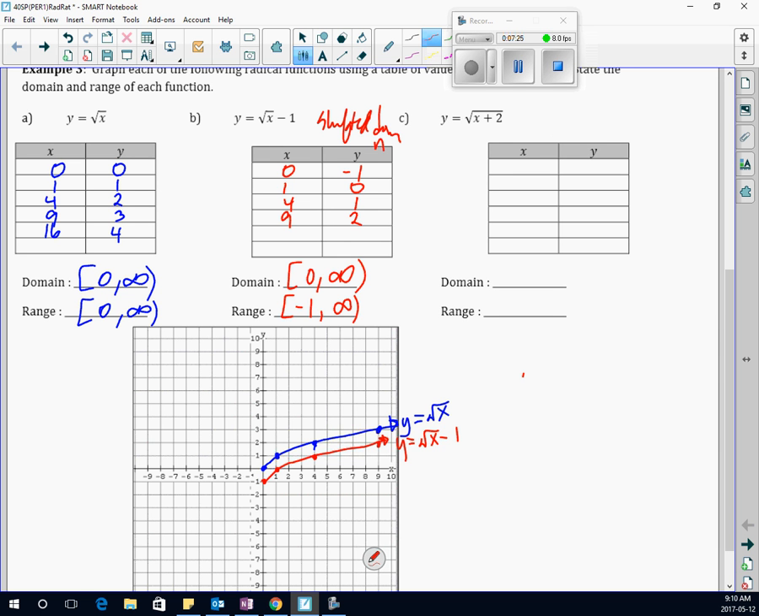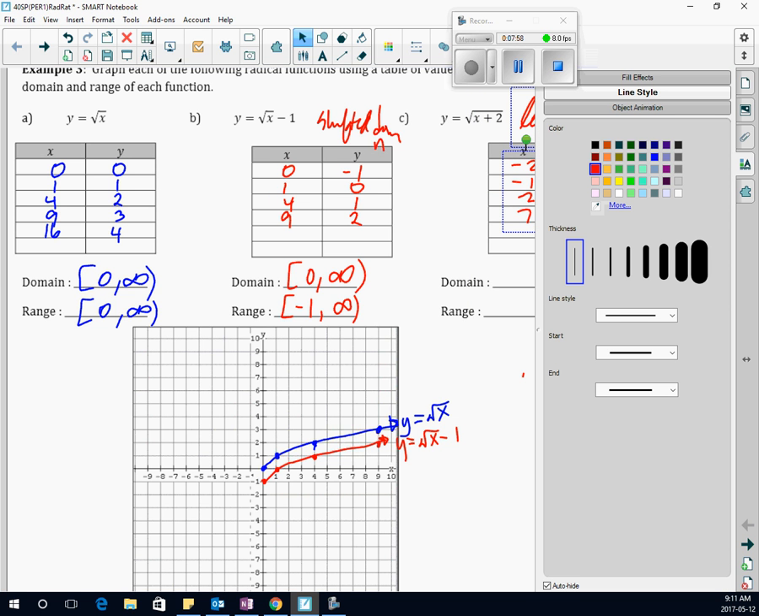Okay, next one. I heard it's going to be shifted left 2. That's absolutely correct. So let's just pick some that are left 2. So that would be -2, -1, 2, 7. So -2 goes in there. -2 plus 2 is 0. Square root of 0 is 0. I should do this in a different color. Hold on, I'm going to switch my color here. I'll make it purple.